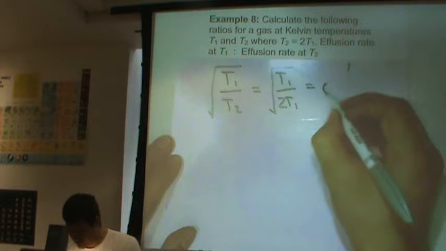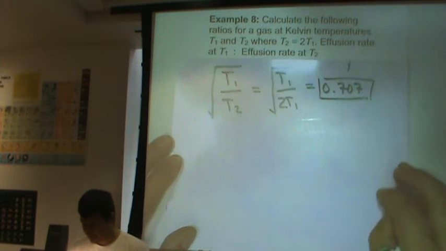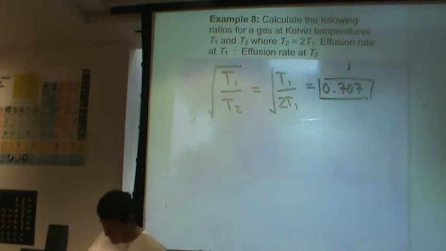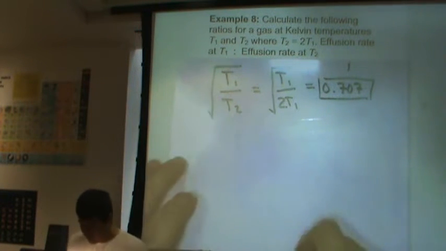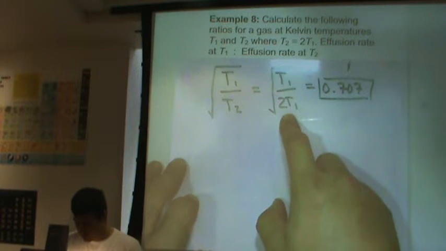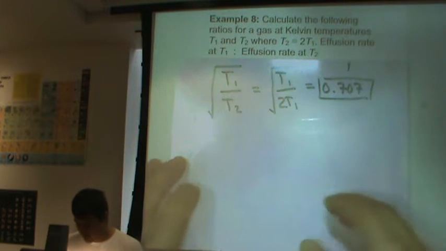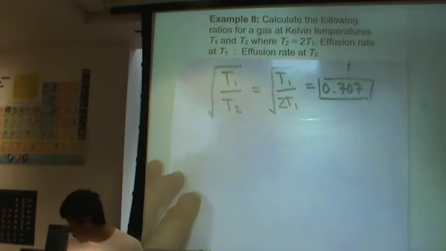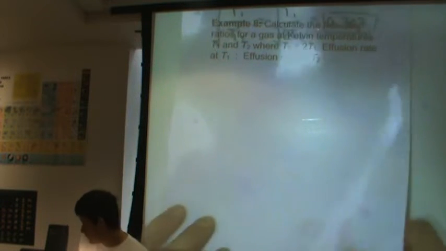This ratio value is just going to be 0.707. That's the answer. So it doesn't matter what temperature you plug into it, you're going to get the same ratio because of the fact that T2 is 2 times T1. So this ratio just doesn't matter what temperature you plug into it. And that concludes all gas examples. Okay. Move on to example number 9.